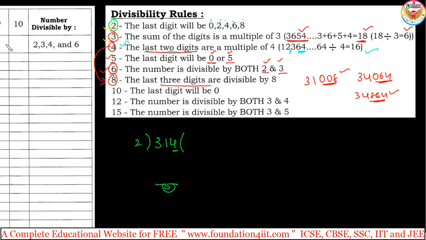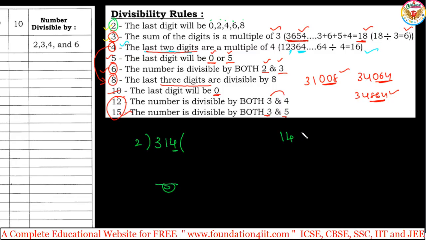Remember. And the rule for 9 is the same as for 3. For 3, we did the sum of the digits being a multiple of 3. For 9, if the sum of the digits is a multiple of 9, then it is divisible by 9. And for 10, the last digit must be 0. Then 12 and 15: 12 is 3 times 4, so if divisible by 3 and 4, it is divisible by 12. If divisible by 3 and 5, it is divisible by 15.